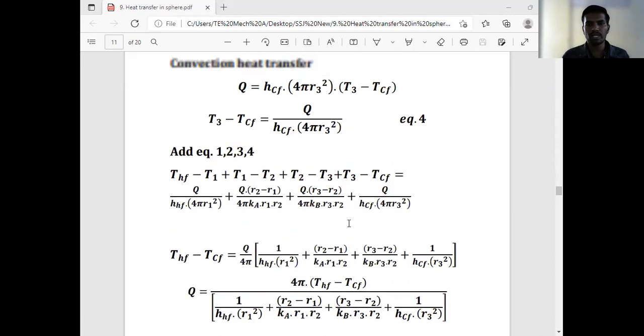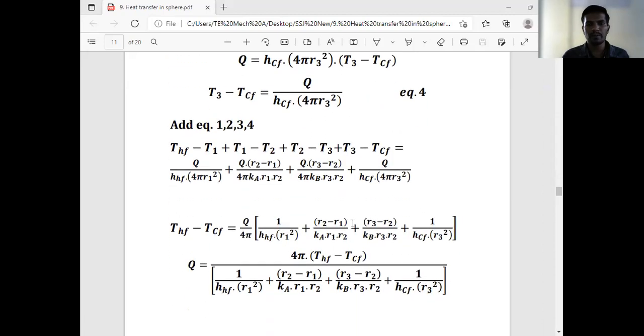Okay, so from that we get the equation for the Q as 4 pi into bracket THF minus TCF divided by 1 upon HHF into R1 square plus R2 minus R1 divided by K into R1 R2 plus R3 minus R2 divided by KB into R3 R2 plus 1 upon HCF into R3 square. Okay, so by using this equation we can calculate the rate of heat transfer through the composite sphere.